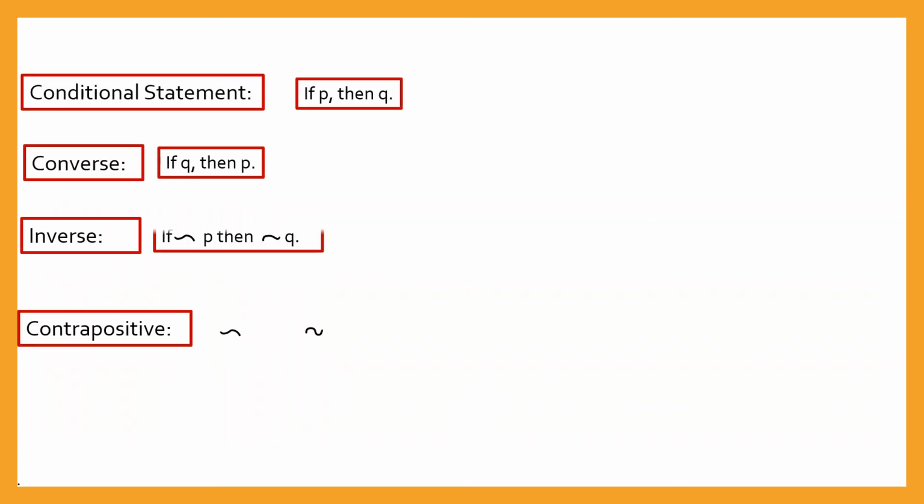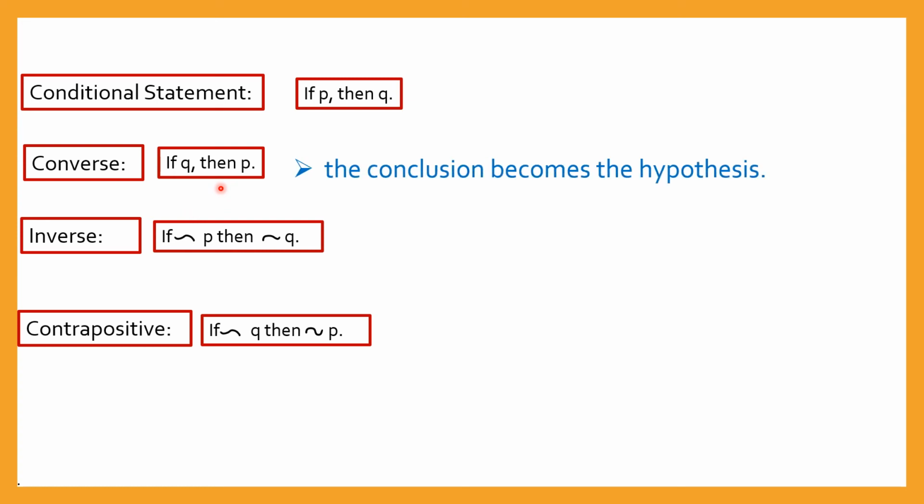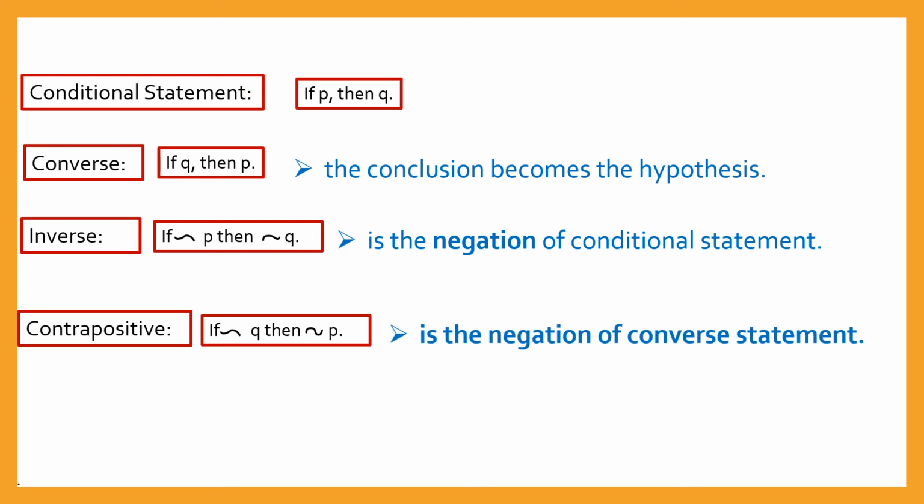So now let's have a summary of this. We have the conditional statement, that is, if P then Q. It has two parts, the hypothesis and the conclusion. In the converse, if Q then P, the conclusion becomes the hypothesis. The inverse is simply the negation of the conditional statement. And the contrapositive is the negation of the converse.